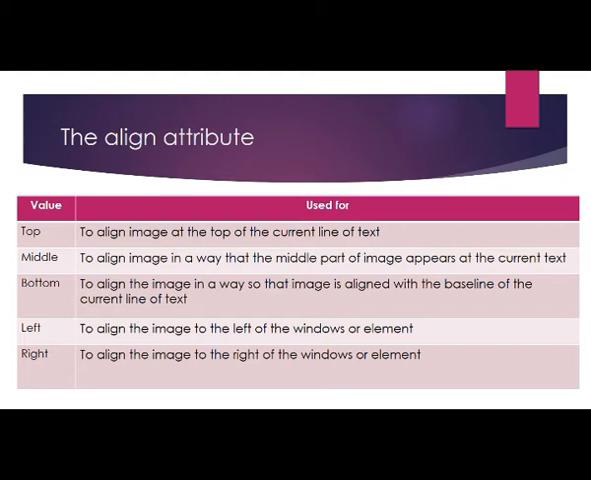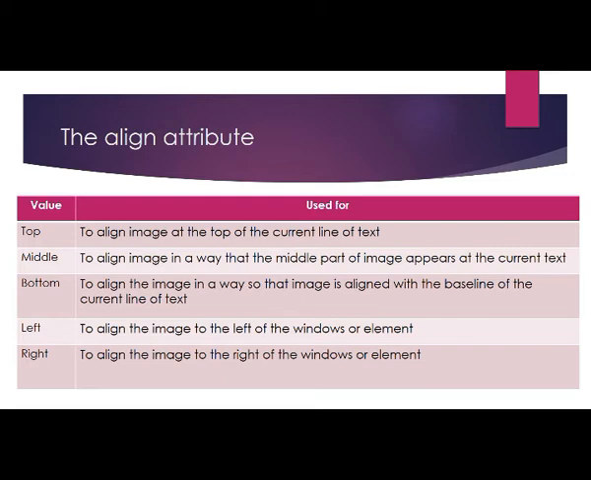The next image tag attribute is align. Using this attribute we can set the alignment of the image. Now let's see this table. On the left hand side you can see the values for alignment, and on the right hand side the effect that it gives. So the first one is align top. This is used to align the image at the top of the current line of text.